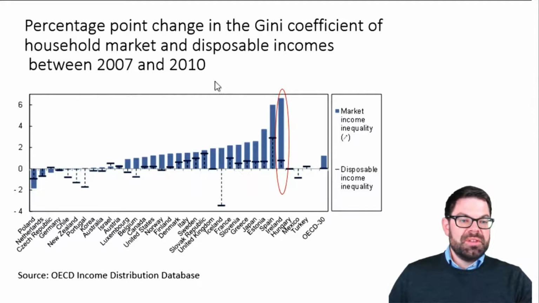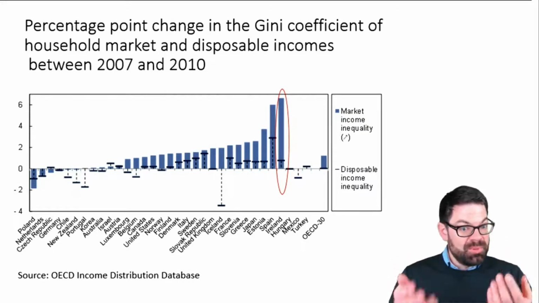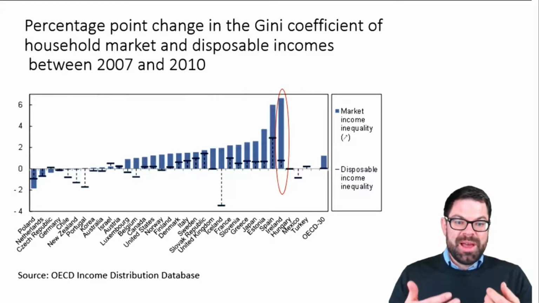Now here, this is just to give you an impression of how useful the Gini can be for analyzing policy. This is from the OECD income distribution database for the years 2007 to 2010. For most of the listeners, this will have been in your childhood, but these were the years of the financial crisis, where there were huge changes in incomes and in income distribution.